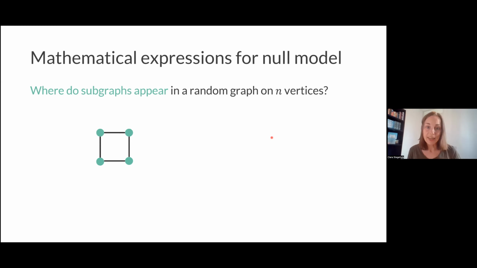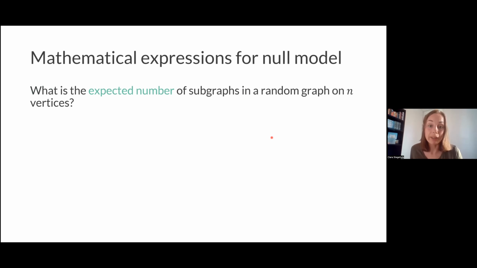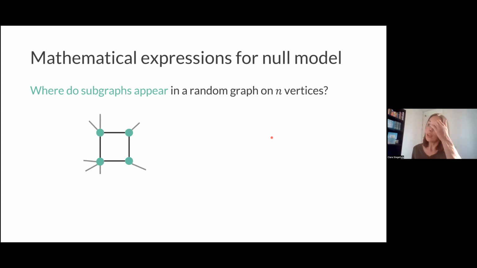But it turned out that in the case of these power laws, where you have some nodes with very high degree and some nodes with very low degree, this was a difficult question. So it turned out that if we ask a more difficult question, which is where do we actually see subgraphs, then the easier question of how many we expect to see also became easier. So what do I mean by where do I expect to see a subgraph?